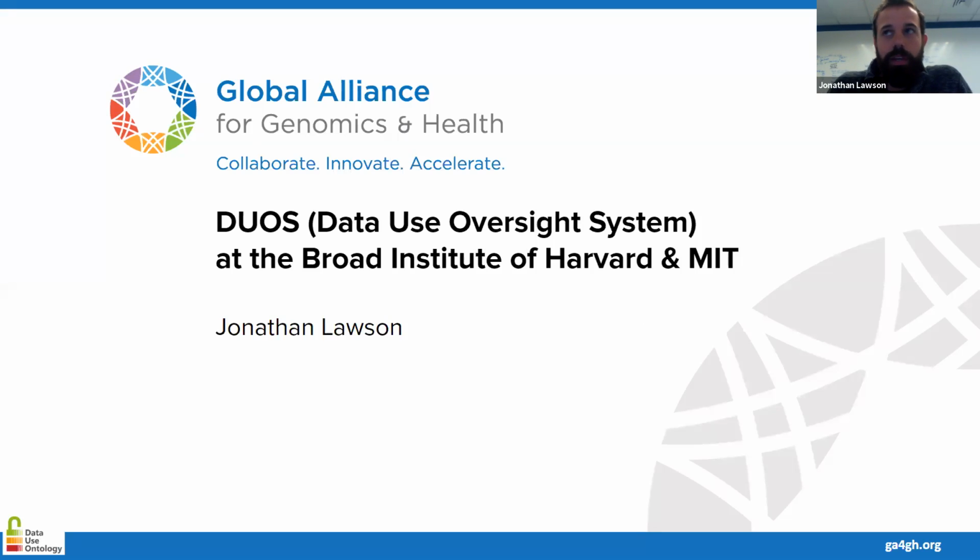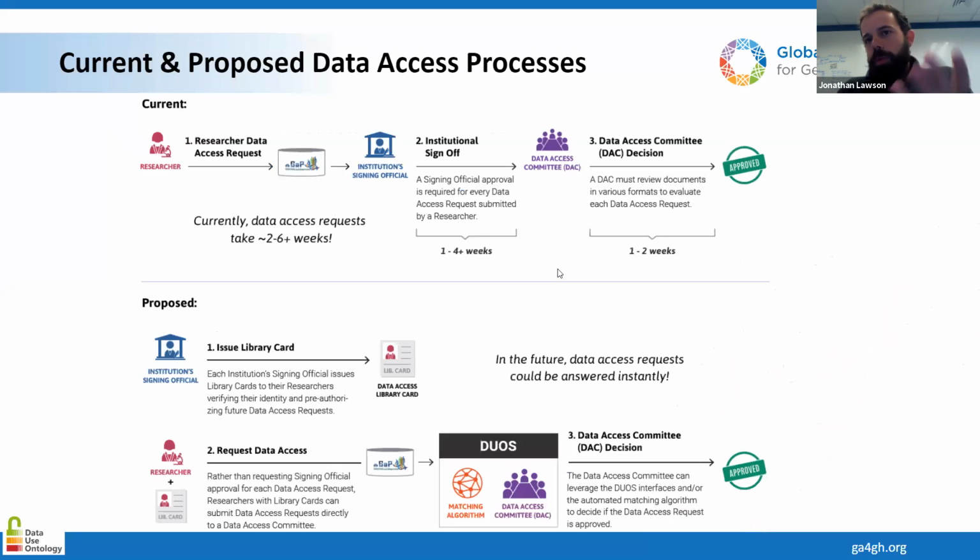I want to start today talking not just about what we're doing with DUOS, which is an interesting piece of software for helping us in the data access request space, but really by framing down another level of detail into the issue that we're trying to address. So just taking an example from the dbGaP data access request process.